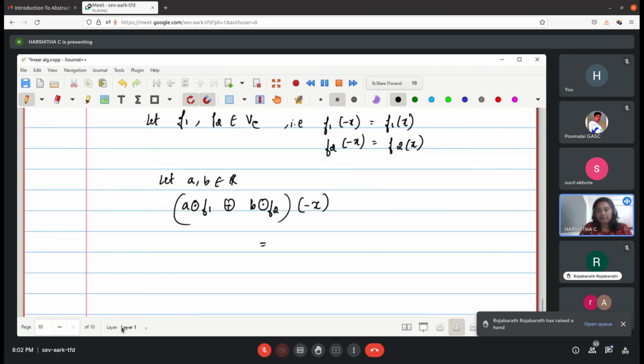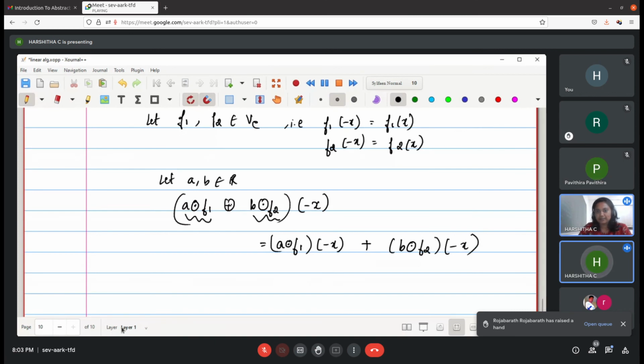So by definition, what is this? You treat this as one function plus some other function evaluated at minus x. So we know that that is nothing but A dot F1 evaluated at minus x plus whatever this function B dot F2 means evaluated at minus x.